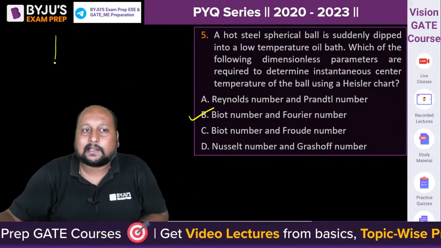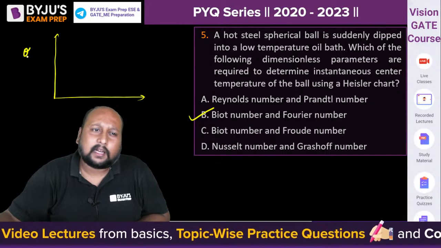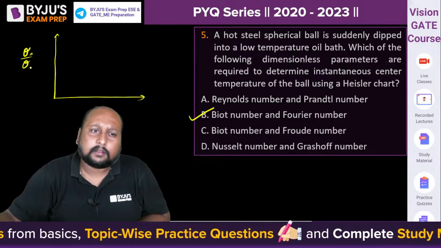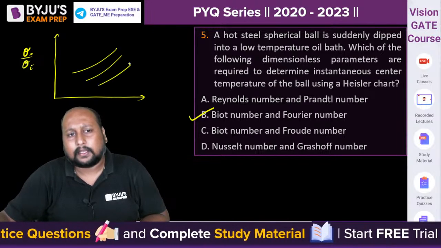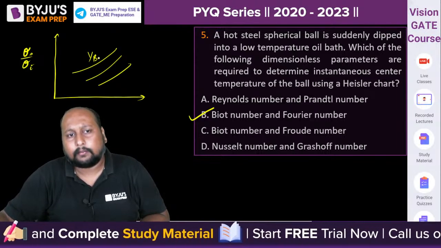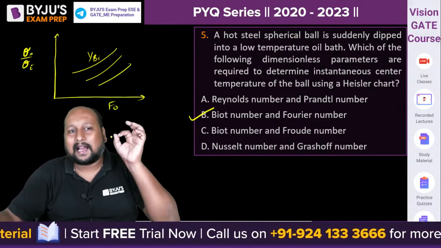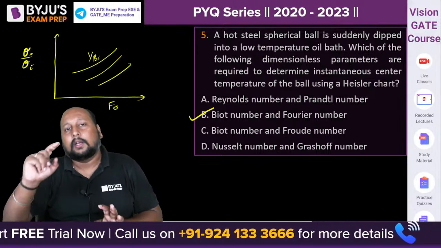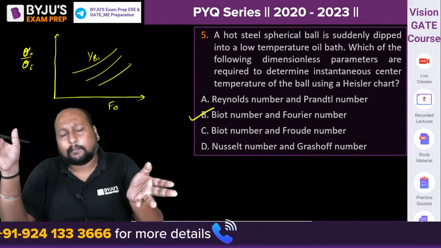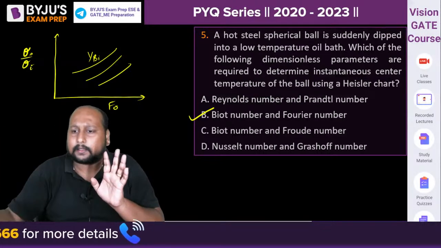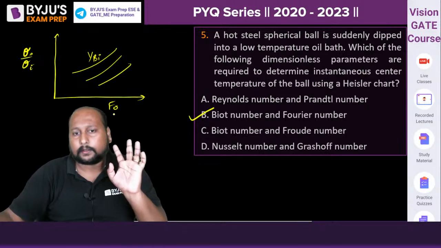If you have seen the Heisler chart, it is something like this. Here we'll be having theta by theta i, the temperature difference ratio. This is your 1 upon Biot number and this is your Fourier number. Biot and Fourier are actually participating to calculate any temperature. This could be for a sphere also, for a slab also, the central temperature of any sphere or slab. So by identifying Biot and Fourier number, we'll be able to calculate the temperatures.